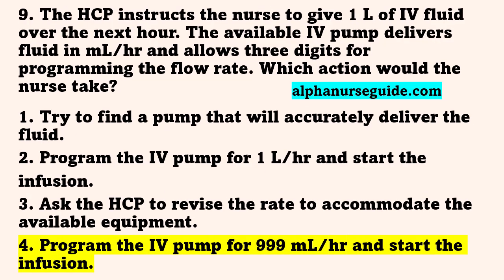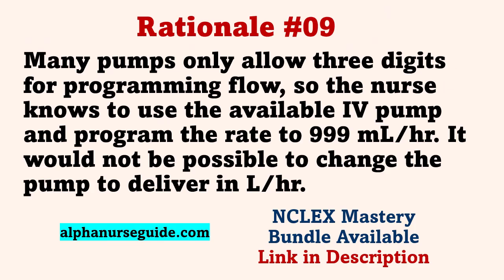The correct answer is 4. Program the IV pump for 999 ml per hour and start the infusion. Rationale. Many pumps only allow 3 digits for programming flow, so the nurse knows to use the available IV pump and program the rate to 999 ml per hour. It would not be possible to change the pump to deliver in liter per hour.